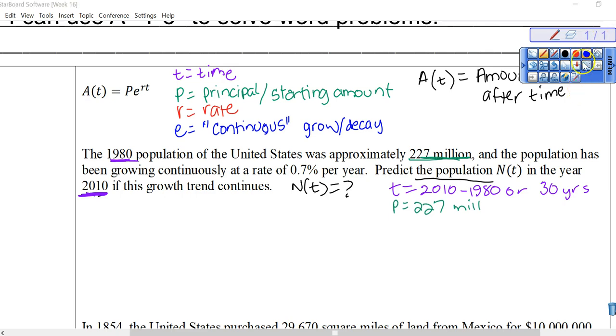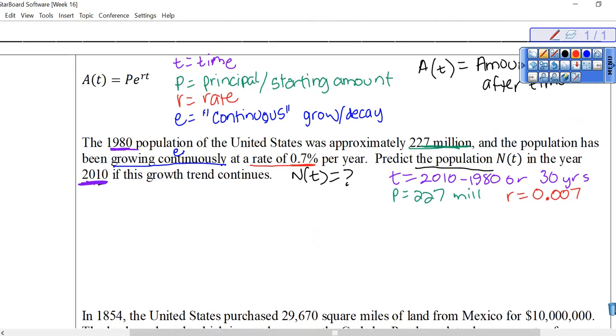Then I'm going to grab up my blue pen so that I can indicate in the word problem how I know I'm using the PERT formula. What's the word? Growing continuously. It's growing continuously. So that's how I know I'm going to use base E, because base E helps me to find that. And then all I need is my rate, but we have to convert it to decimal form. So that's 0.007, because you've got to bounce the decimal 2 times. Don't forget that.